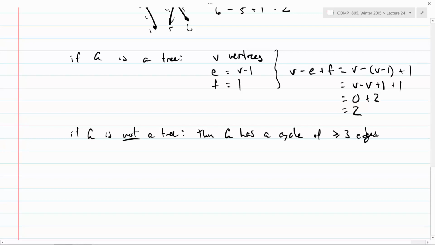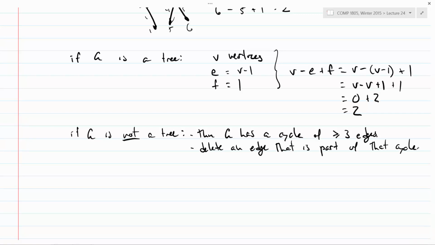So what I'm going to do is I'm going to say, okay, well, G is not a tree, so it has a cycle. So delete one edge that is on that cycle. So if I do that, what happens to V? V stays the same. I'm not removing any vertices, so V stays the same. What happens to E? E is decreased by 1, right? I had an edge before, now I'm deleting it. So E decreases by 1.